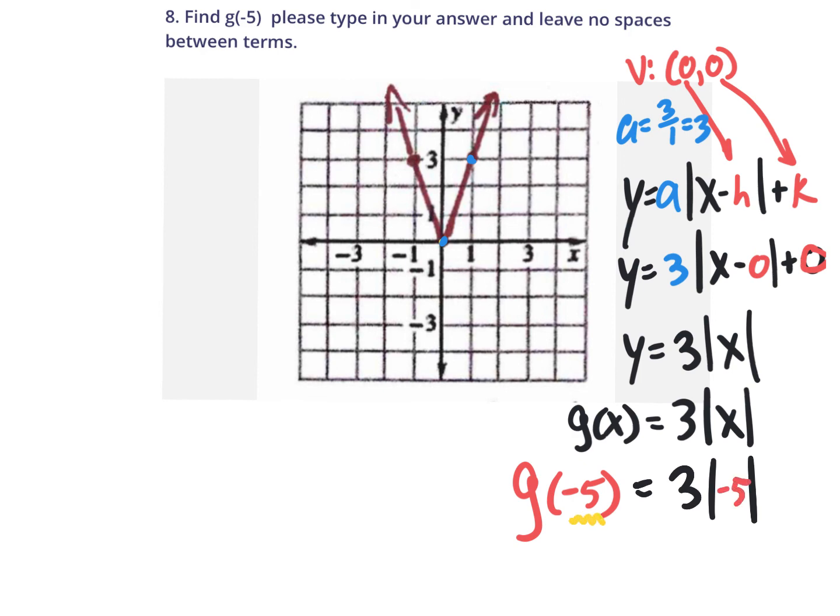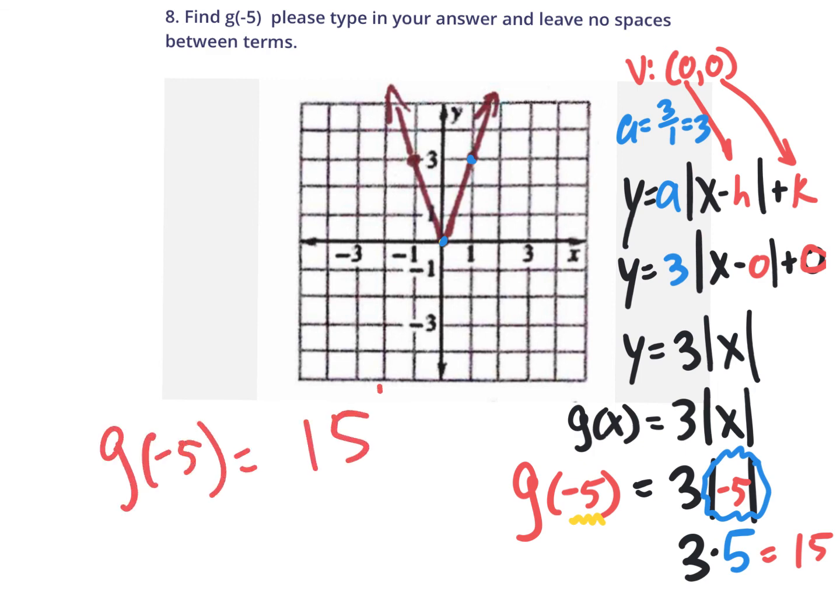So how do we do this? Well, we begin by doing the absolute value of negative 5, which is positive 5. And of course, there's a 3 in front, and that's not a 35. That's really a 3 times the answer of the absolute value of negative 5, which is 5. So we really have 3 times 5, which is 15. So final answer, what is g of negative 5? The answer is 15. If you just type that in, you should get the right answer.